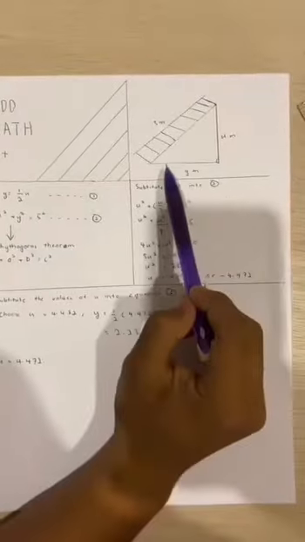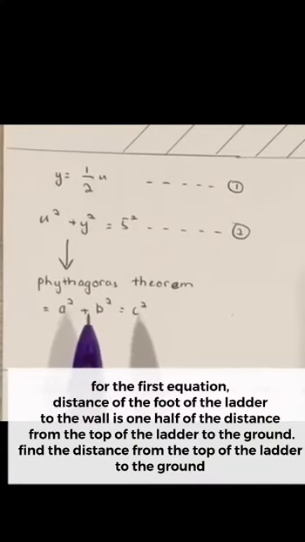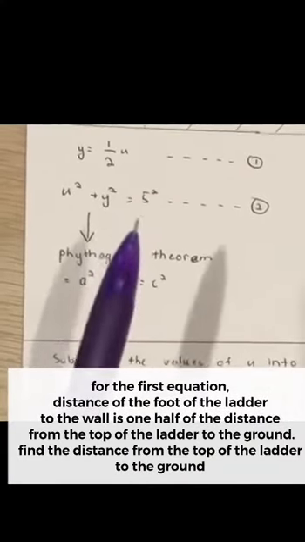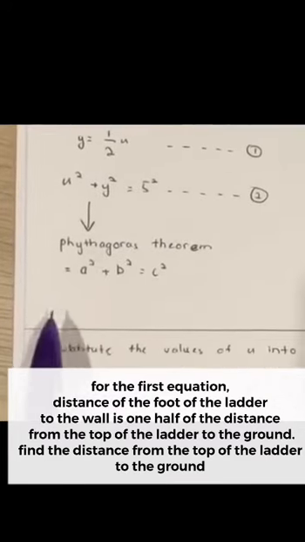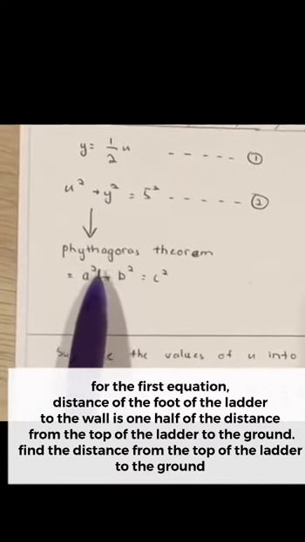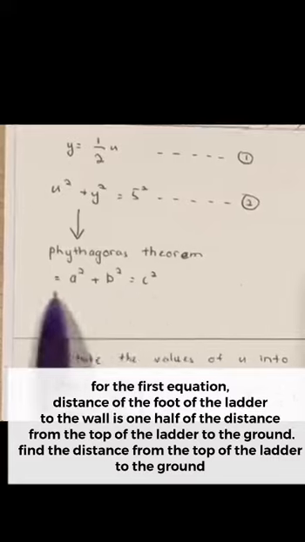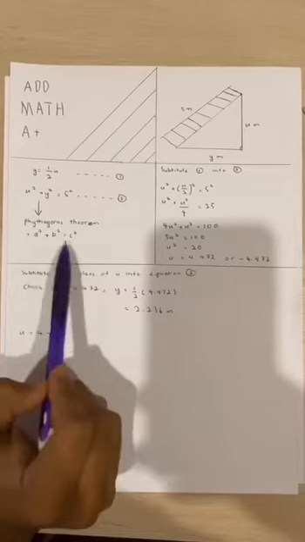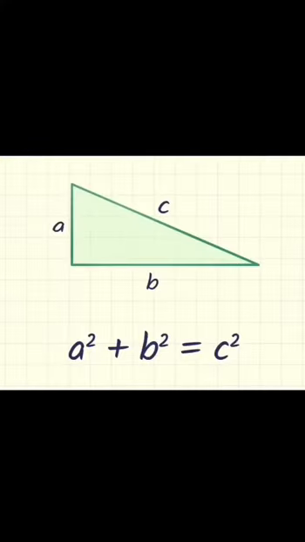So, this is the diagram from the question. I came up with two equations, which are y equals 1/2 x and x² plus y² equals 5². I got the second equation from the Pythagoras theorem formula, which is a² plus b² equals c². To find the value of x, we must substitute equation number 1 into equation number 2.